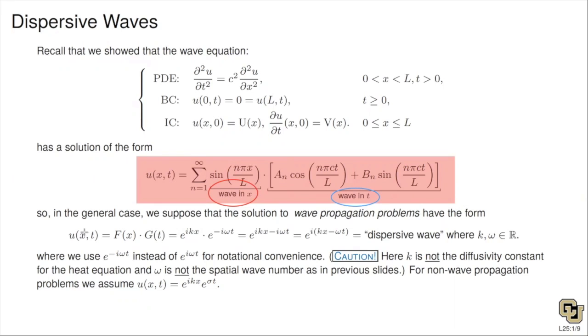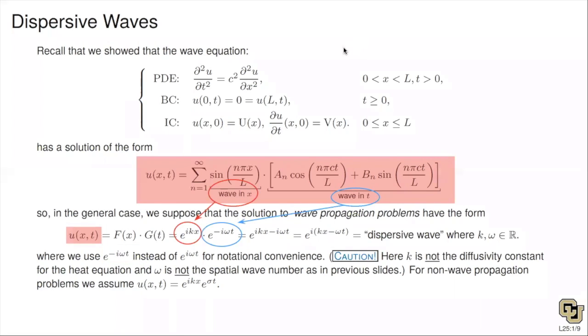We say, okay, let's assume our solution u of x, t now has this general form of being a wave in the x variable and a wave in the t variable. Here, we should think of these in terms of Euler's formula, where that's a cosine kx plus i sine kx, for example. And the minus sign there is just there for notational convenience.